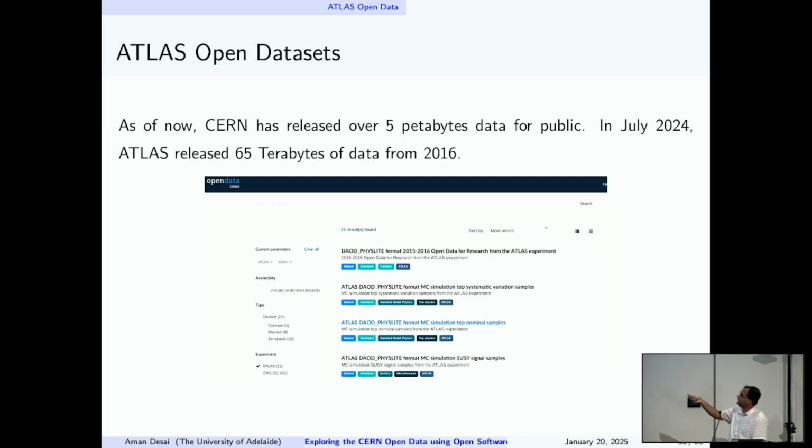This is one of the ATLAS websites, the CERN website, where you can actually go and download any of those samples. And as I said, CERN has released about 5 petabytes for the public. So it's quite enormous.